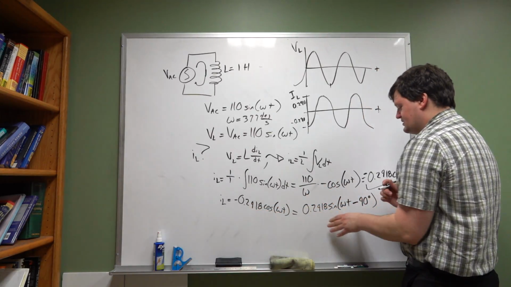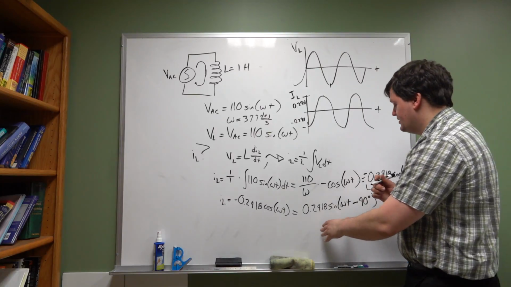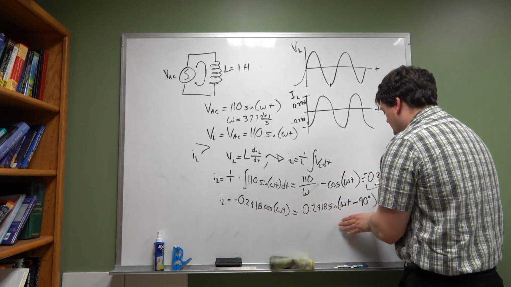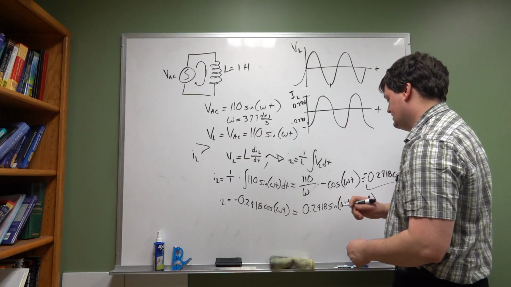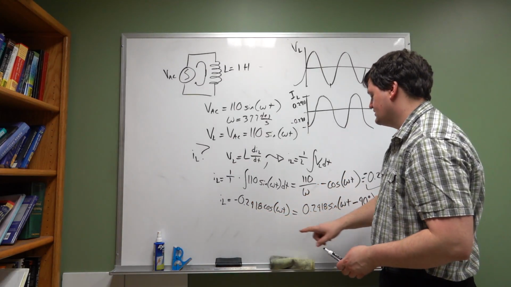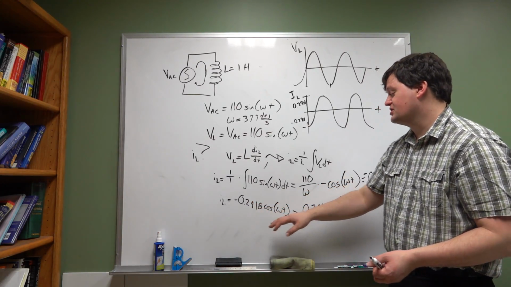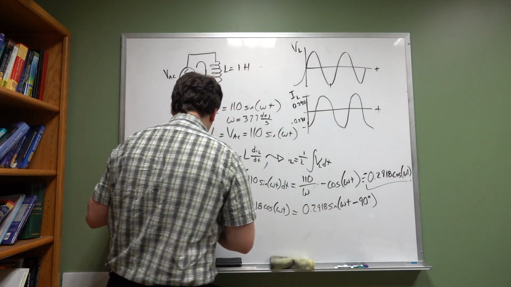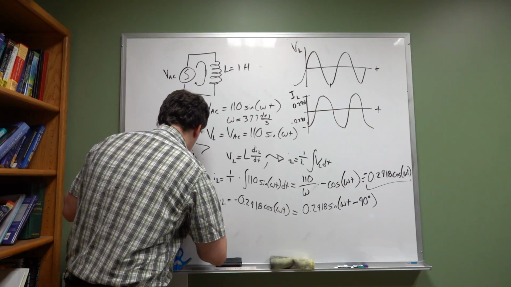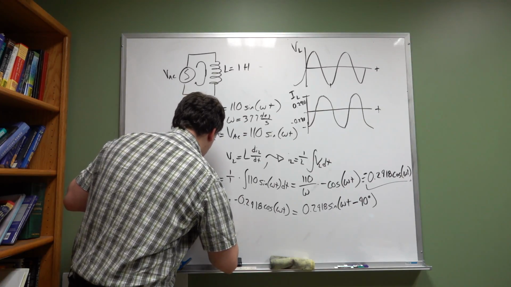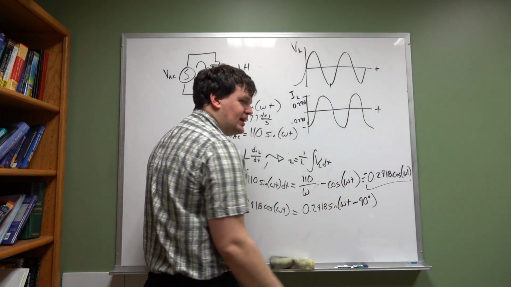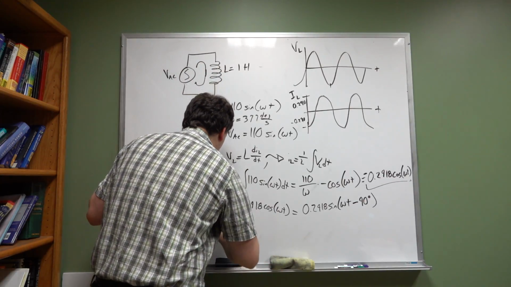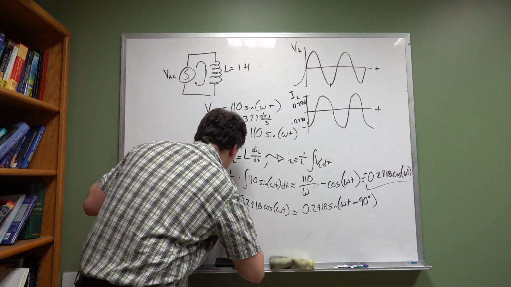A cosine function is a sine function minus 90 degrees. A negative cosine function is, a positive cosine function is a sine plus 90 degrees. So what we'll say for an inductor, because we have this negative phase angle, the current lags the voltage.